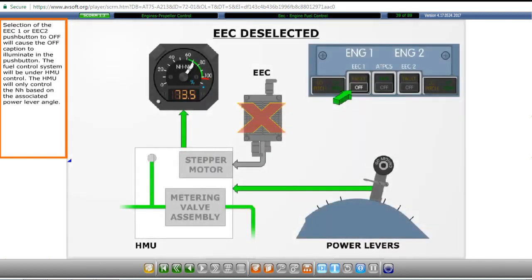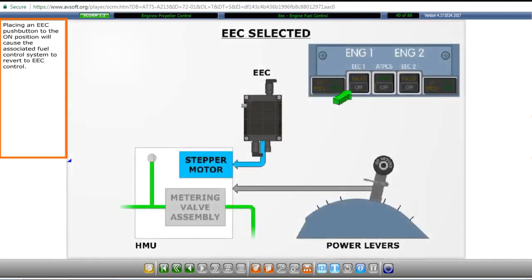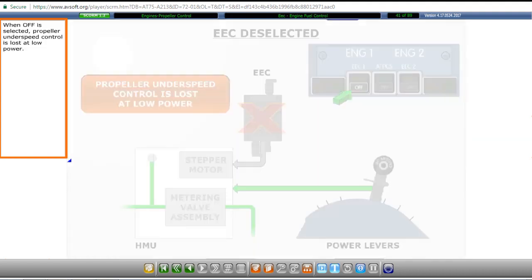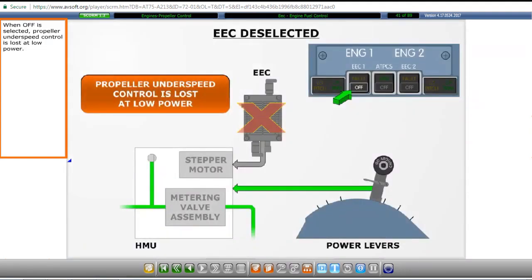Selection of the EEC1 or EEC2 push button to off will cause the off caption to illuminate in the push button. The fuel control system will be under HMU control. The HMU will only control the NH based on the associated power lever angle. Placing an EEC push button to the on position will cause the associated fuel control system to revert to EEC control. When off is selected, propeller underspeed control is lost at low power.